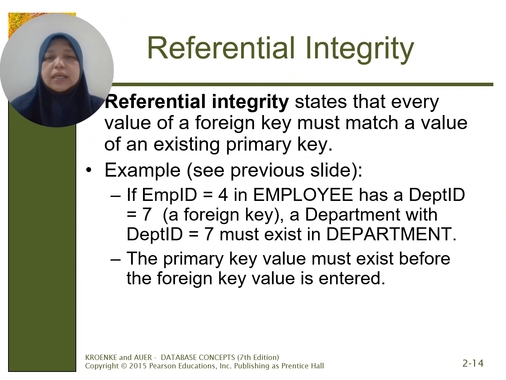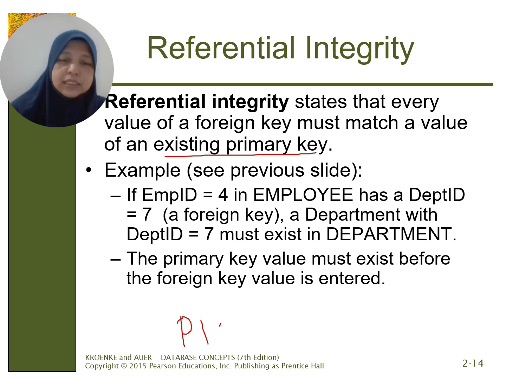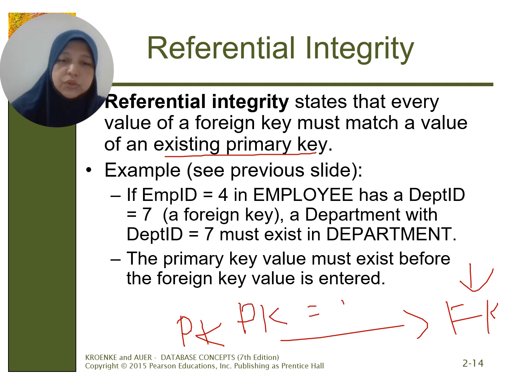Okay, another integrity constraint. We call that referential integrity. Referential integrity states that every value of a foreign key must match a value of the existing primary key. So you know that the PK actually links with the FK. It means that the data for this PK and the data for this FK must be the same. So PK equals FK.